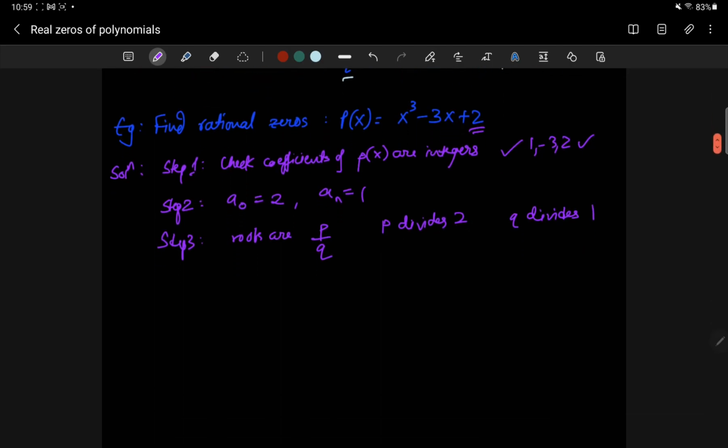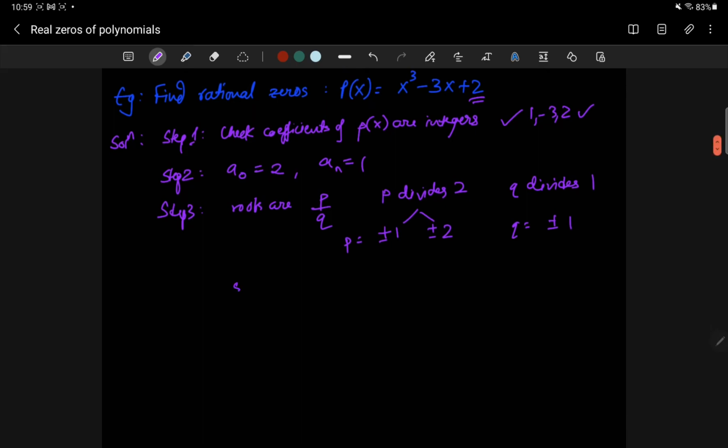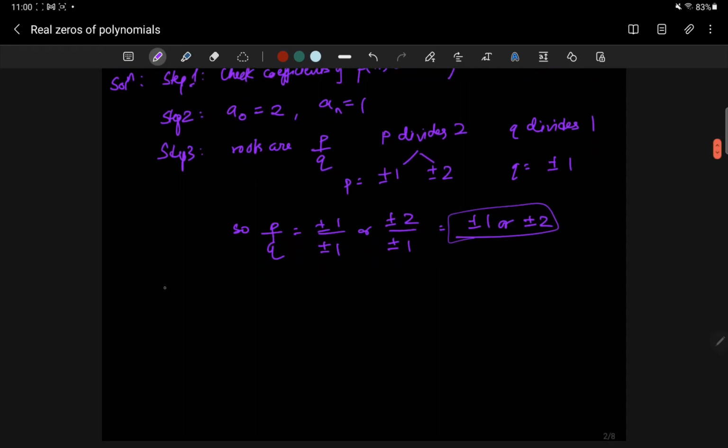If p divides 2, there's only a set of four possibilities. P can be plus minus 1, or p can be plus minus 2, because the four numbers that divide 2 are 1, -1, 2, and -2. Whereas q can only be plus minus 1. So p over q is either plus minus 1 over plus minus 1 or plus minus 2 over plus minus 1, which is plus minus 1 or plus minus 2. And step 4 is check which of these are the roots.